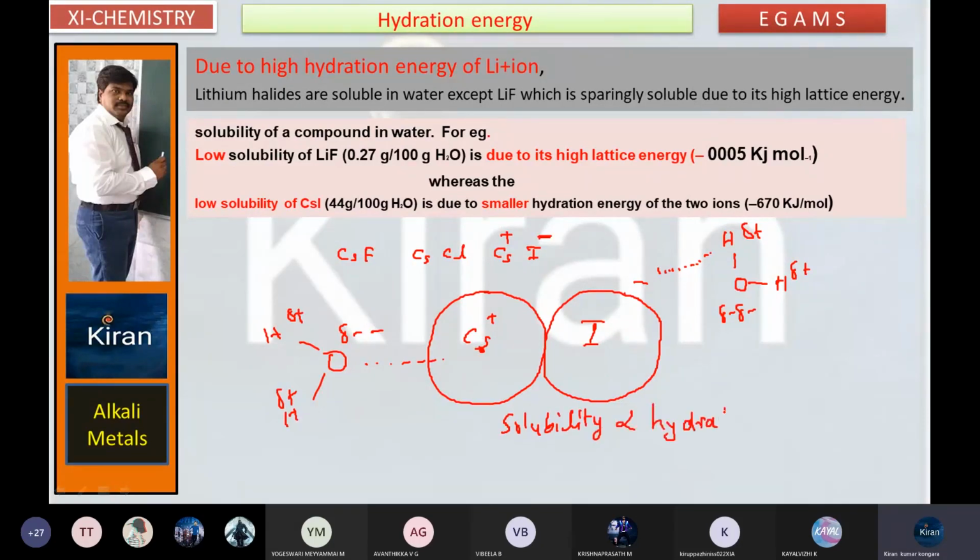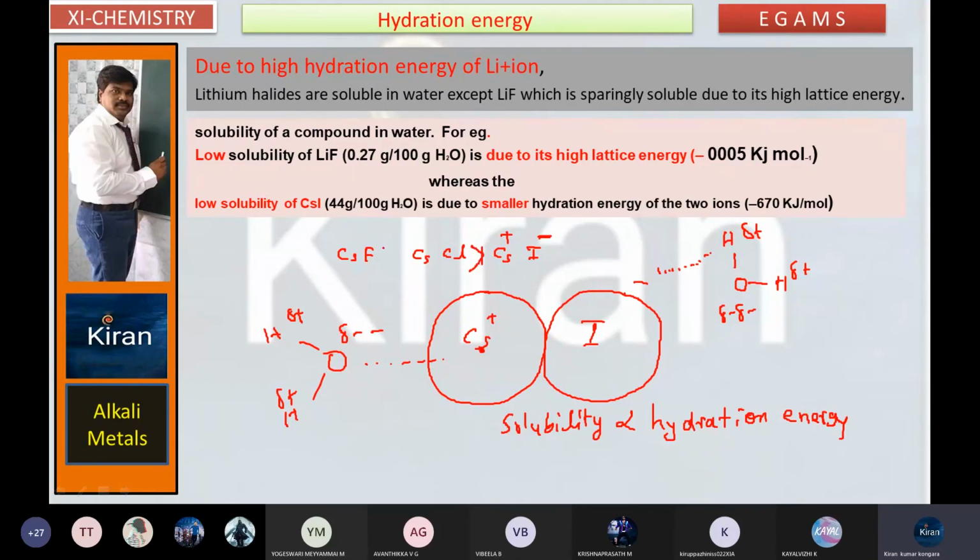Now I told you, hydration energy. So when hydration energy is high, solubility is high. When hydration energy is low, solubility is low. So hydration energy is low here. That is the reason this solubility is less.